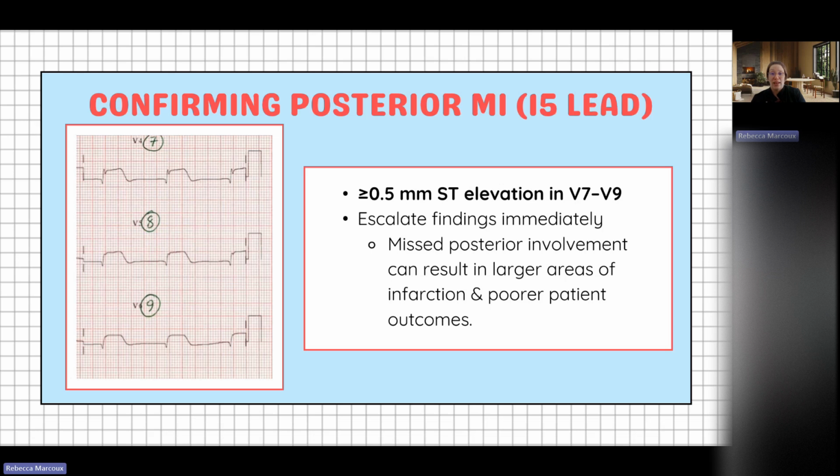And the reason we only need a half millimeter of elevation is because the electrodes are farther away from the chest wall, or further away from the heart itself. So we don't need as much of an elevation to be considered a STEMI when we're talking about the posterior leads. So only half of one small box, or 0.5 millimeters. If we see that, we want to escalate our findings immediately. And as I said before, missed posterior involvement results in larger areas of infarction and ultimately poor patient outcomes.